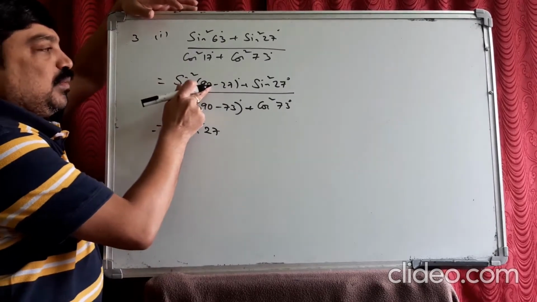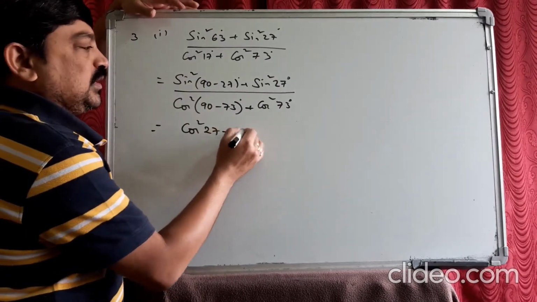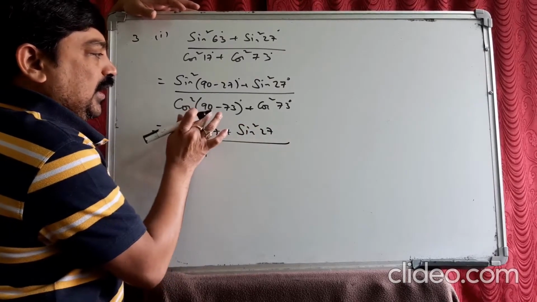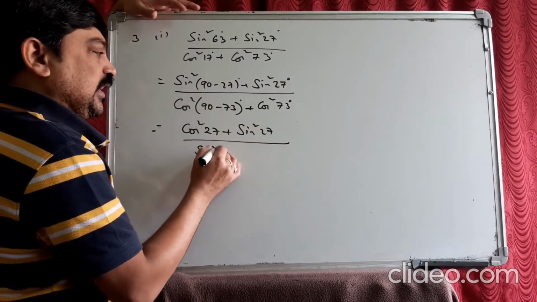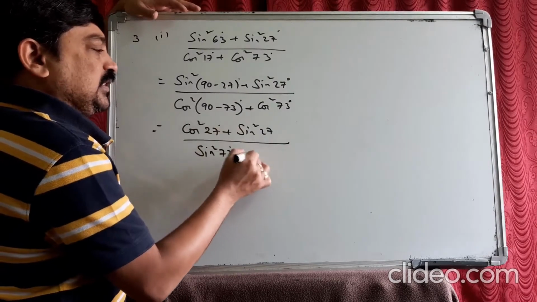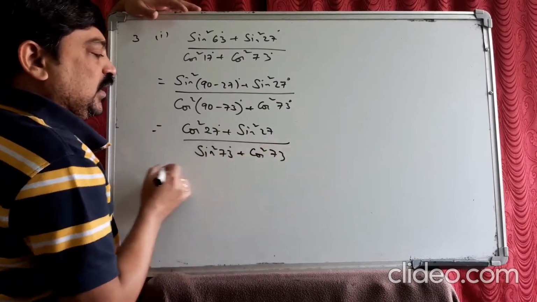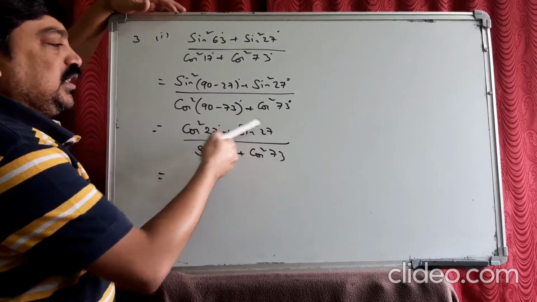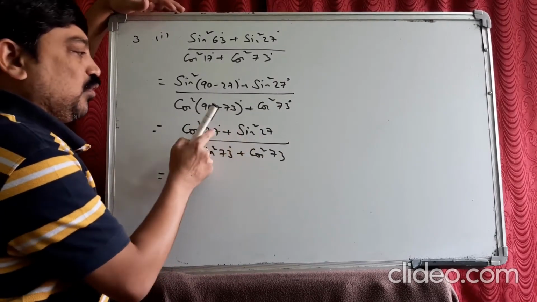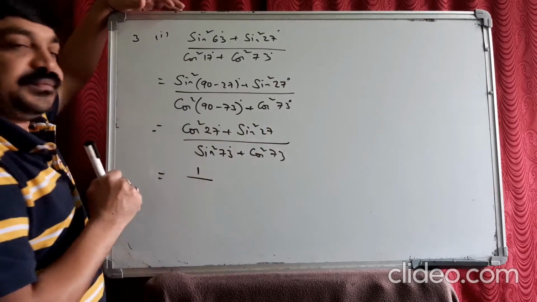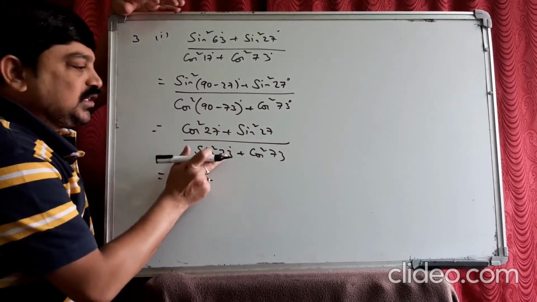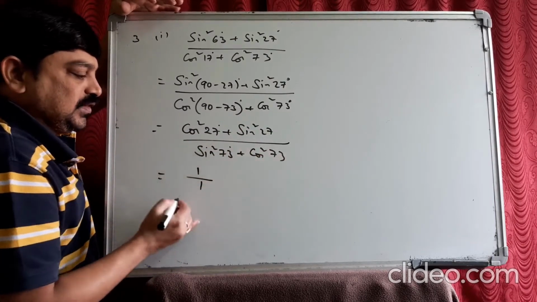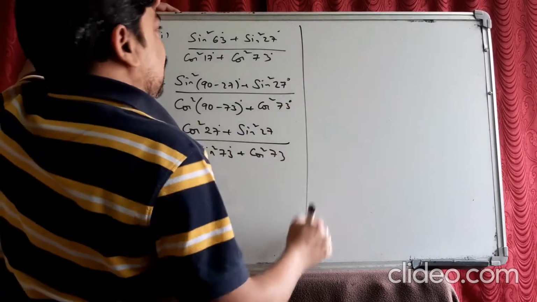So sin, when you apply 90, becomes cos square 27 in the numerator, plus sin square 27. In the denominator, when you apply 90, cos becomes sin: sin square 73 plus cos square 73. Now according to the identity, cos square theta plus sin square theta, when both angles are the same, the answer is 1. In the denominator also, sin square theta plus cos square theta, when both are the same, the answer is 1. So the whole answer becomes 1.